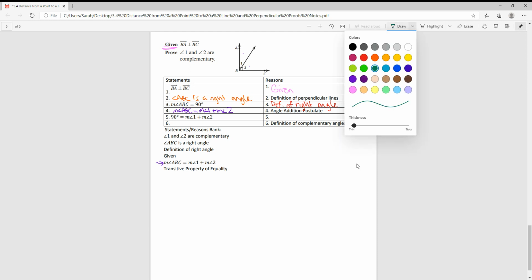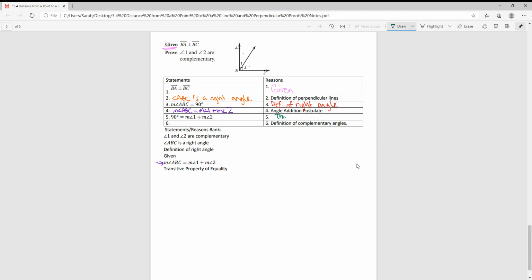Okay, thinking about our next reason, how did we get from step 4 to step 5? What is different? The only thing that's different is I have replaced measure of angle ABC with 90 degrees. So what I did there is, since measure of angle ABC equals 90 and measure of angle ABC equals measure of angle 1 plus measure of angle 2, I can say that 90 equals measure of angle 1 plus measure of angle 2 using the transitive property.